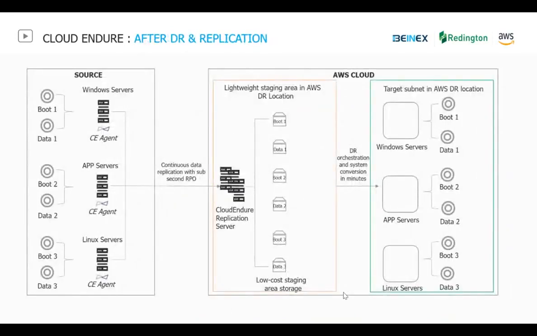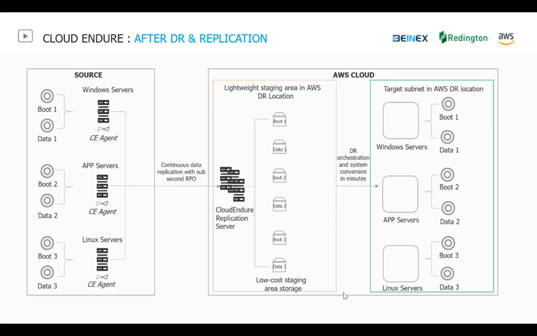Now let's say if a disaster happens, how would you do the recovery? So this site will be completely gone, the source will not be reachable, right? So what happens? The staging area will initiate a failover action from the Cloud Endure console itself, and when you do the failover, the actual target will be launched into your AWS account. By the way, when we say the targets will be launched, that means the servers will be created.